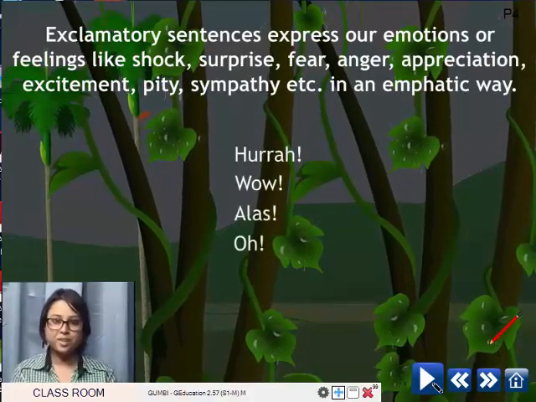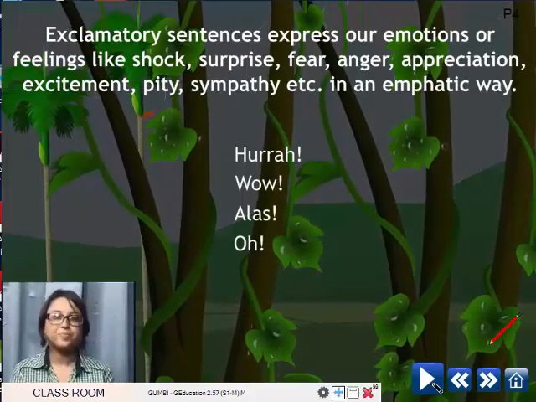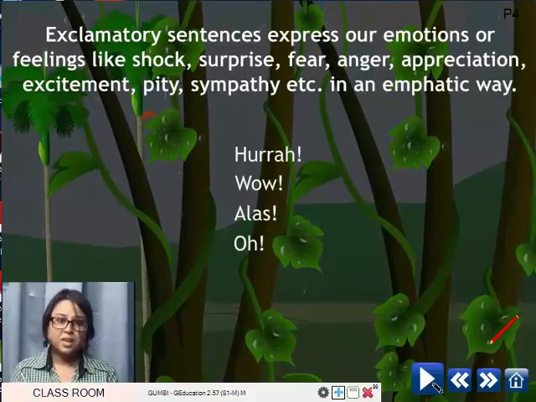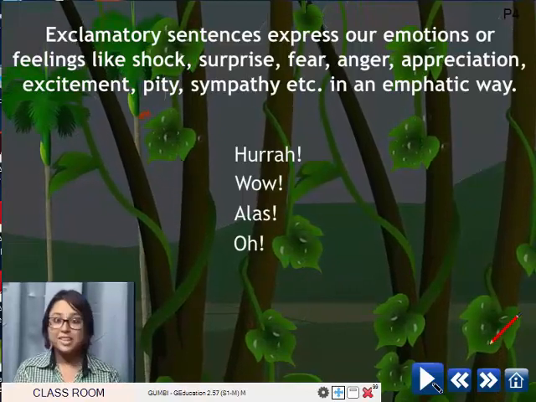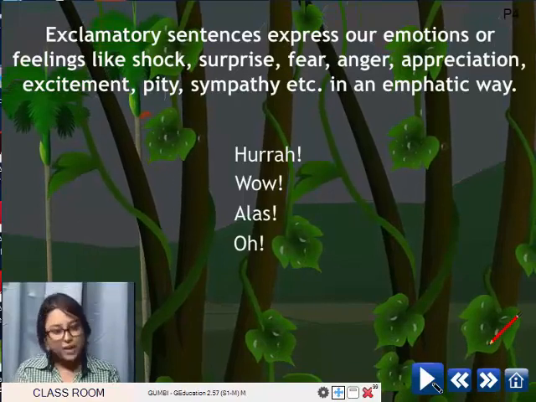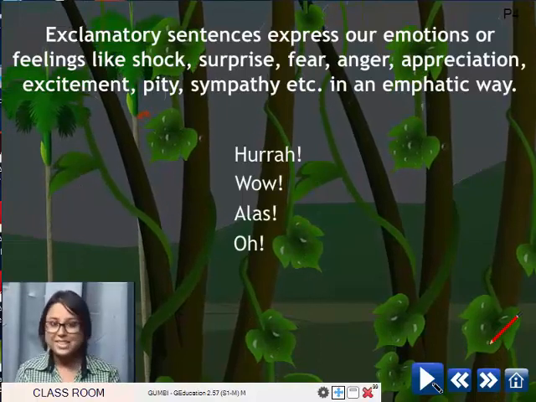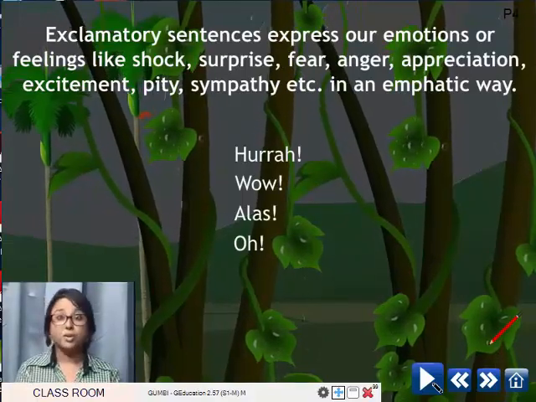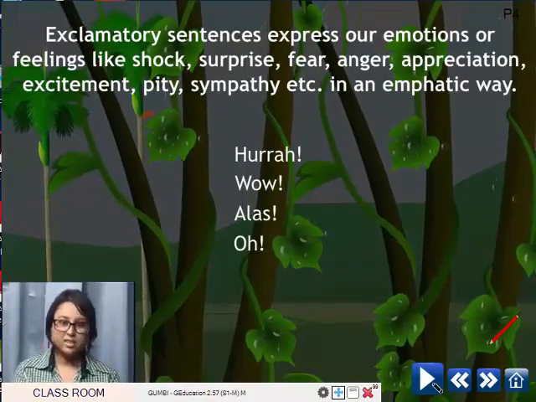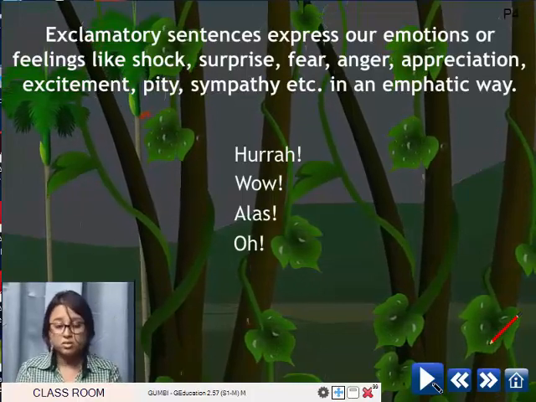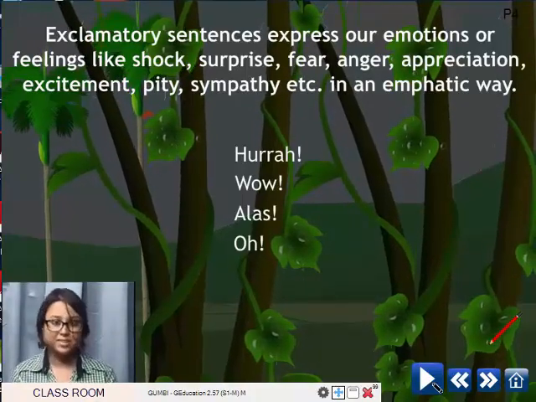Look at these words. Hurrah! I'm sure you've heard of this word before. Where do we use this? When we're really happy or when we want to celebrate something. So I can say, hurrah, India won the match. Okay, exclamatory sentence. Wow, when you're appreciating something, when you like something. Wow, what a great idea. Alas, I lost my purse. Next, oh, what a beautiful building.